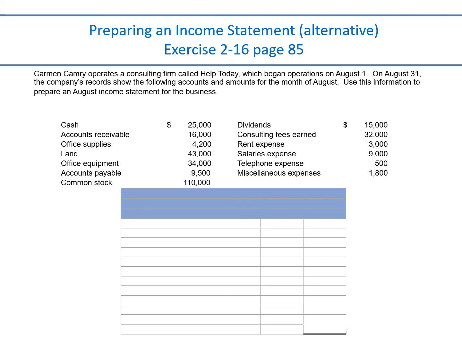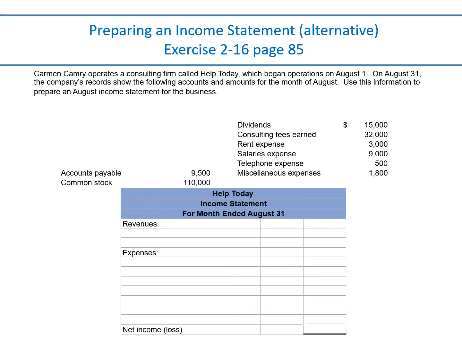Okay, so again, you want to make sure you have the right heading. So we have the company name. It's an income statement. It's for the month ended August 31st. Put our subheadings in there. So we have a revenue section, we have an expense section, and then we have net income or loss, right?